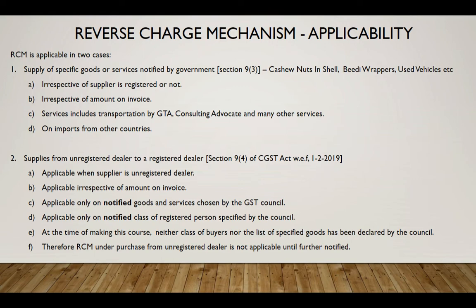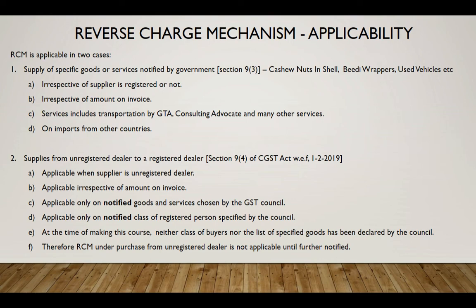The goods and services on which reverse charge mechanism would be applicable when you buy them from an unregistered dealer are yet to be notified by the council, and which registered persons are required to pay under RCM is also yet to be notified by the council. So unless the council decides what goods and services, when purchased from an unregistered dealer, fall under reverse charge mechanism, and which registered buyers are required to pay tax under reverse charge mechanism, RCM under purchase from an unregistered dealer would not be applicable.